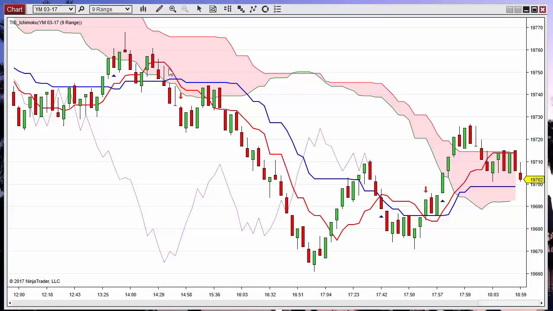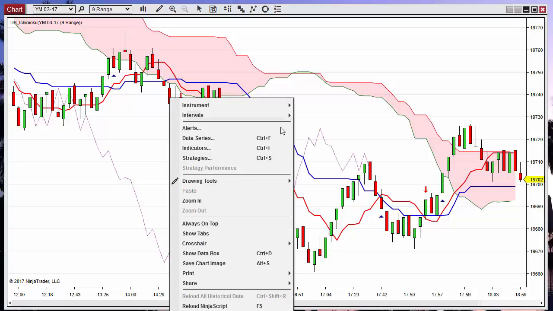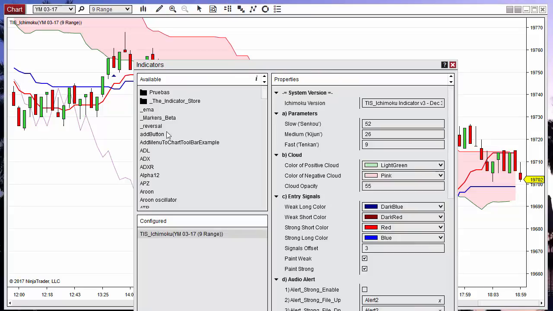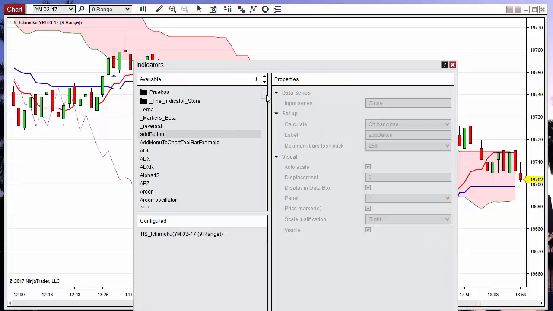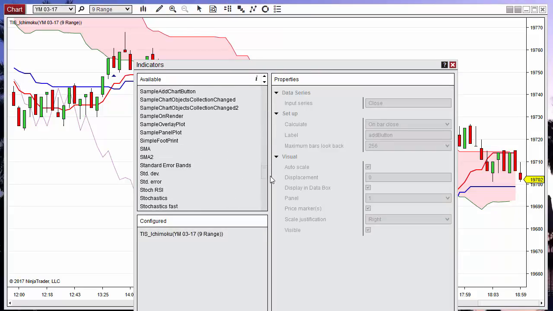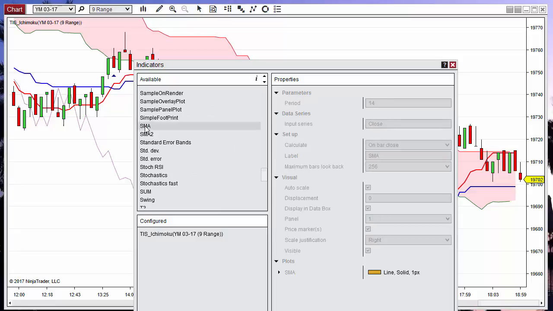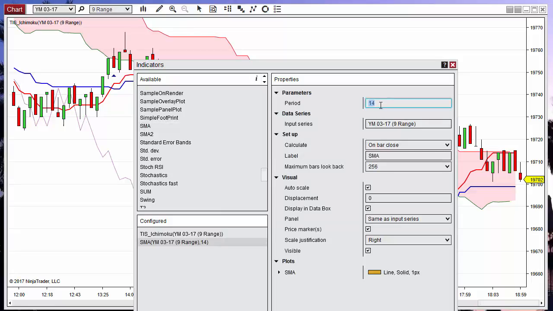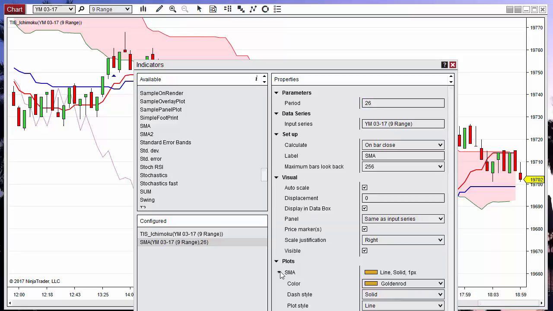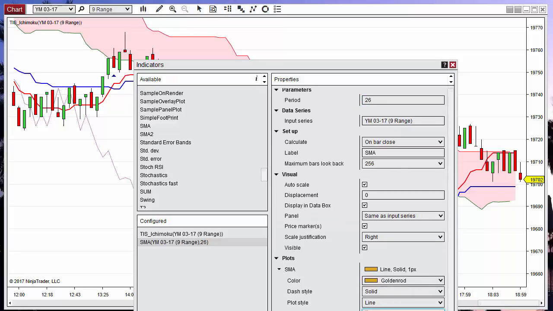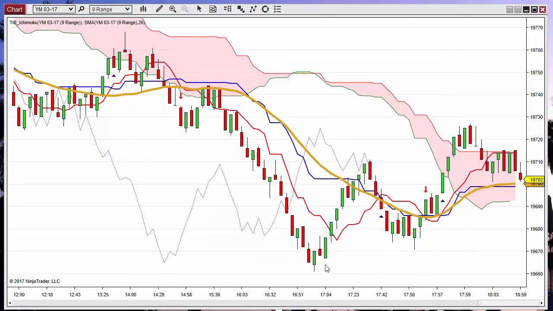These lines are not exactly standard moving averages. They are not SMAs or exponential moving averages. If, for example, we try to replicate the blue line, we can try with a simple moving average of 26. And if we make the line very thick, so we can compare the two lines, we can see that they are not close.